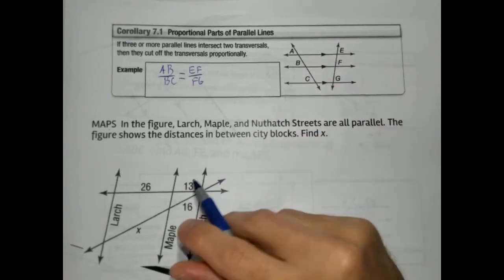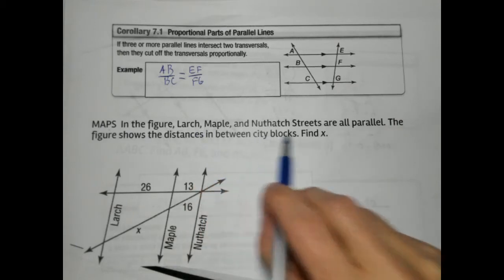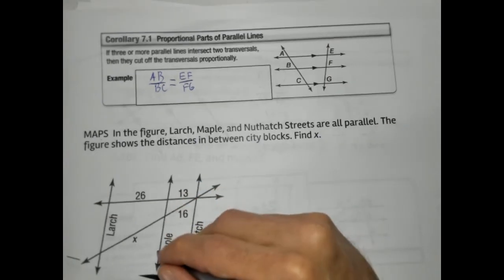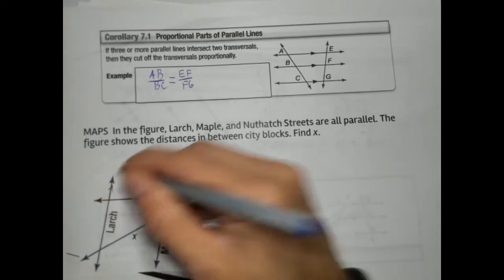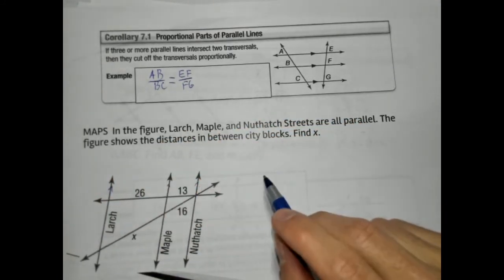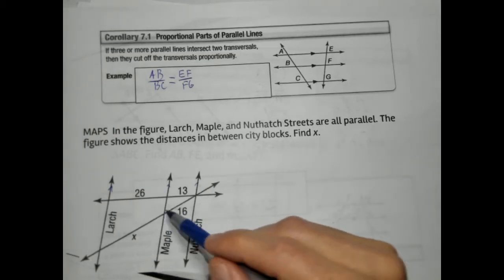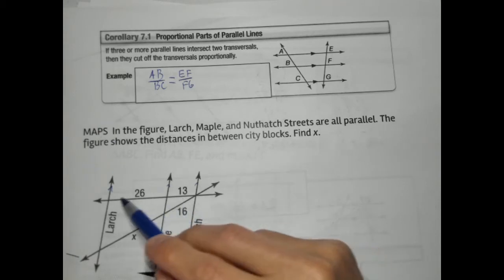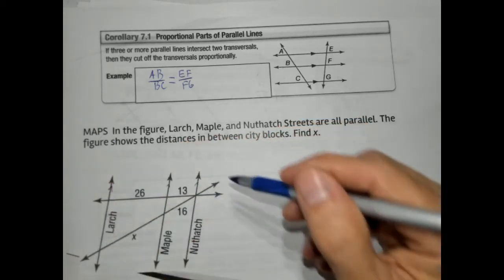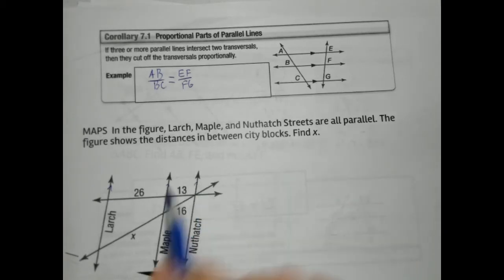Let's check out this example down here. So maps in the figure, Large, Maple, and Nutshad streets are all parallel. So these streets are parallel. Let's go ahead and mark that. The figure shows the distances between the city blocks. Find X. All right, so these are both transversals, and there's some proportionate relationships. So, yeah, we can go ahead and do it this way.